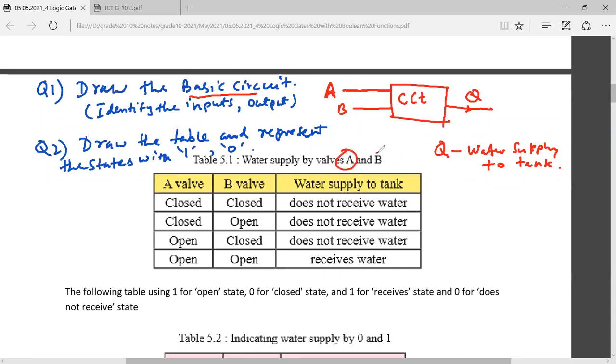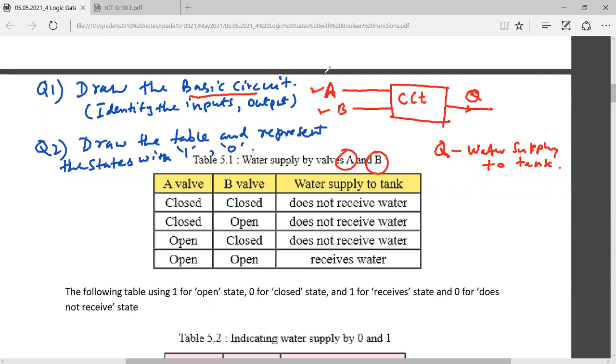According to what they have given, A and B are given. Anyone can understand these are the two input signals. Then Q we added ourselves, because they haven't given it. But I have mentioned Q is what? Water supply to the tank.